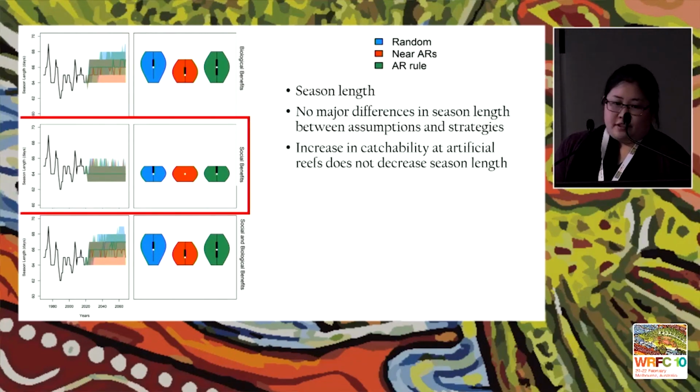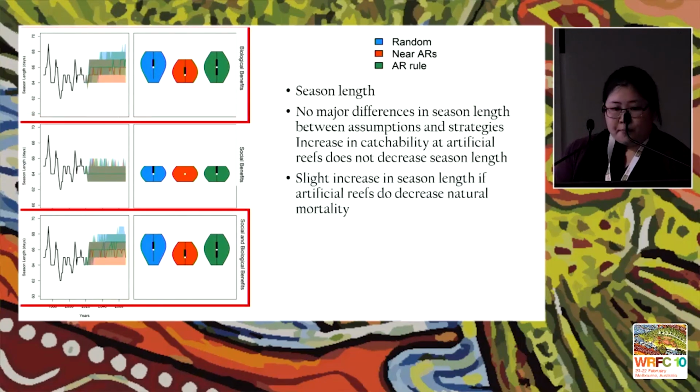So again, to our surprise, if you assume that our fisheries decrease catchability, then it doesn't lead to decreased season length. There's a slight increase if you assume that our fisheries do provide decreased natural mortality, but it's really not that significant.